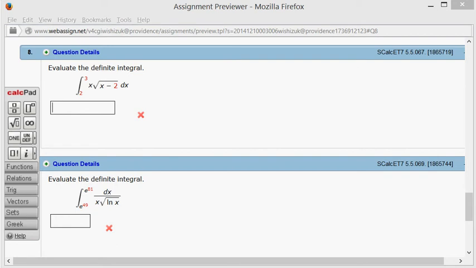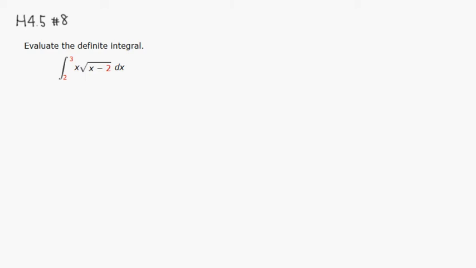Alright, let's look at homework 4.5, problem number 8. Let's use substitution to evaluate this definite integral. So let's do that. Here's our substitution.